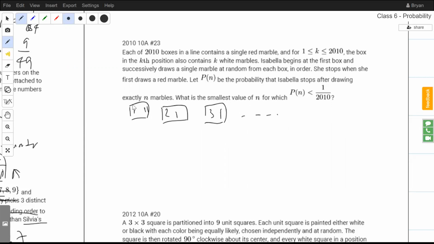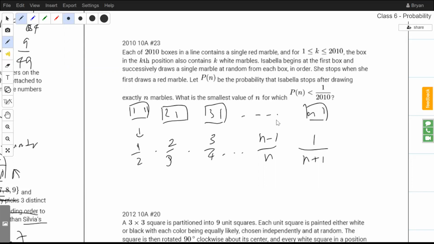So the probability that she stops after drawing exactly n marbles and gets her first red means that for the first n-1 boxes, they were all white. That happens with a probability of 1/2, 2/3, 3/4, and so on, all the way to (n-1)/n. And then in the nth box, which has n white and 1 red, she chooses the red one, which happens with probability 1 over n plus 1. Am I right? Yes.